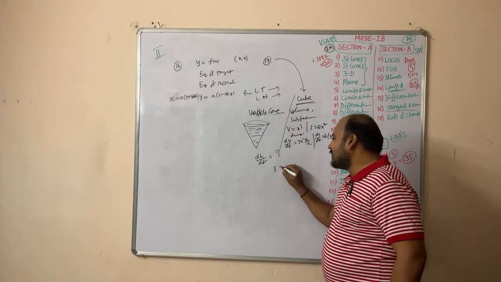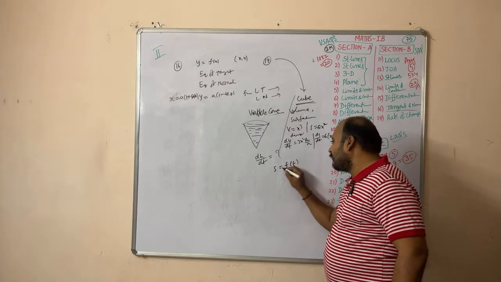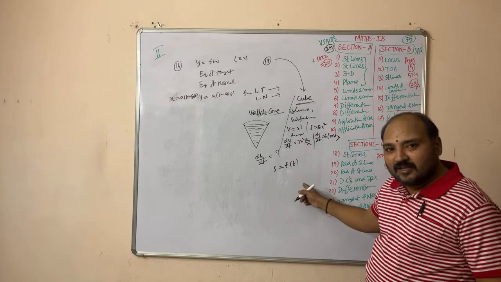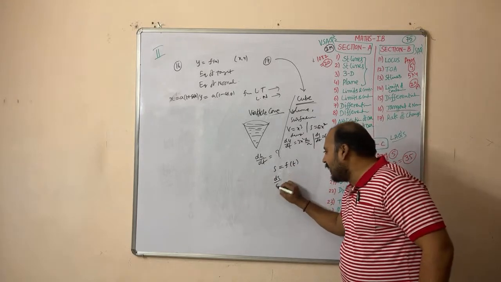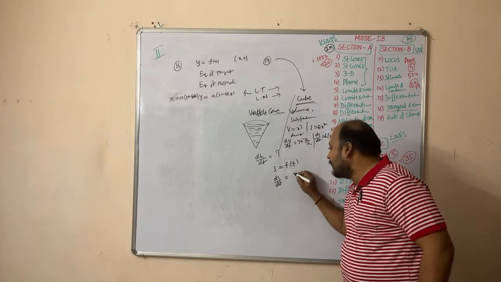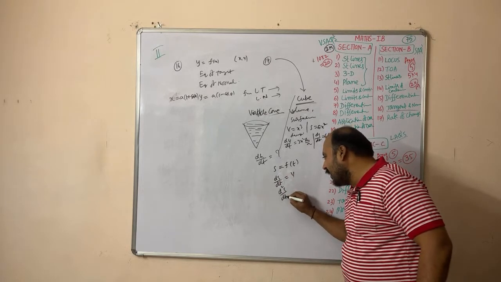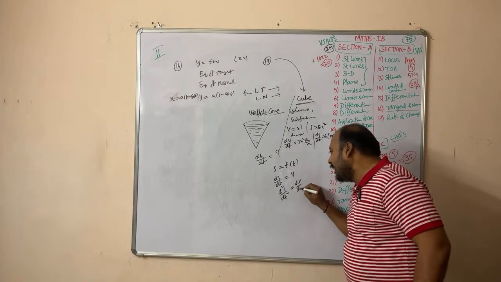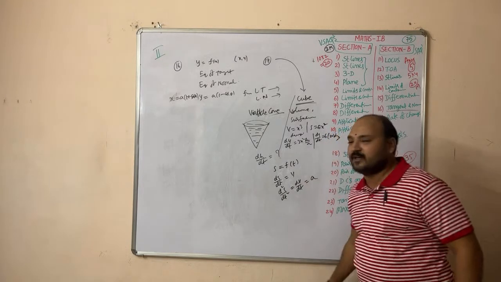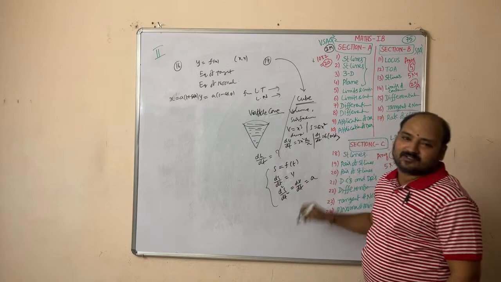So they will give s in terms of t. They are asking to find ds by dt. That means rate of change of displacement is called velocity. Again differentiate, d square s by dt square, that is equal to dv by dt. Rate of change of velocity is called acceleration. This type of question they will also ask.